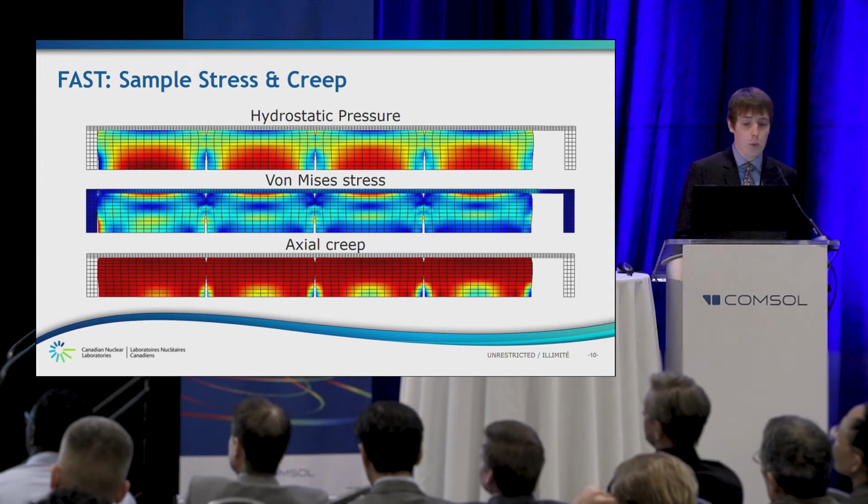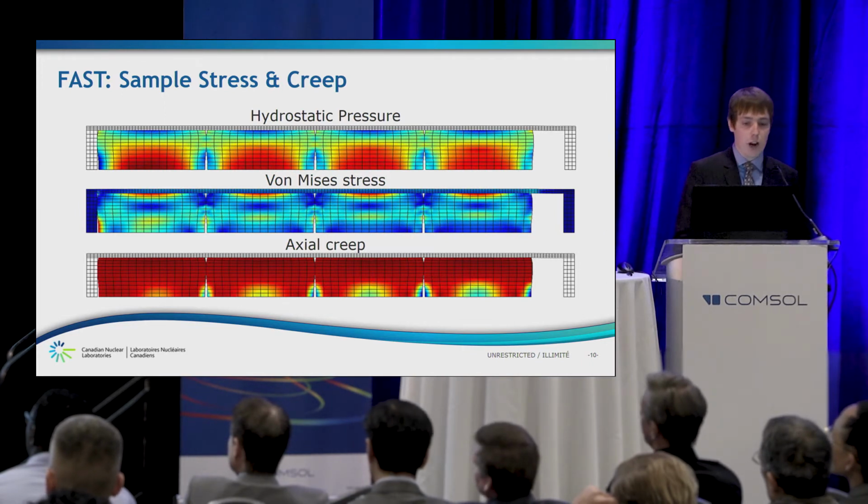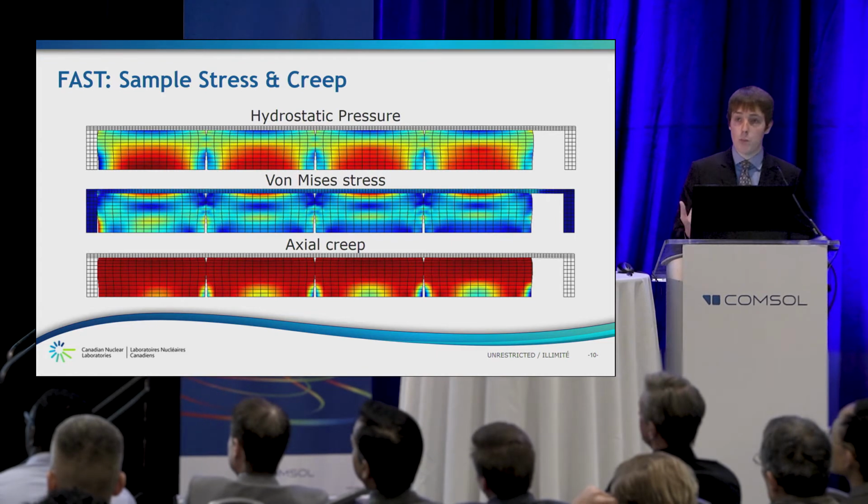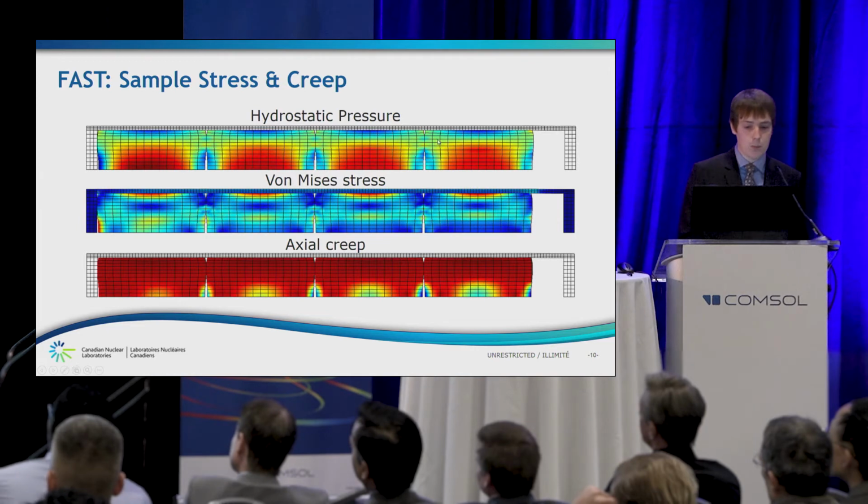Some other results from the model, we can see some very interesting stress and strain fields. So the first at the top is the hydrostatic pressure in the pellets. We can see that it's very high in the center because it's very high temperature in that region. It wants to expand thermally, and it's being constrained by the rest of the pellet, which is much colder because it's closer to the coolant. So we see this pattern repeating in each of the pellets.